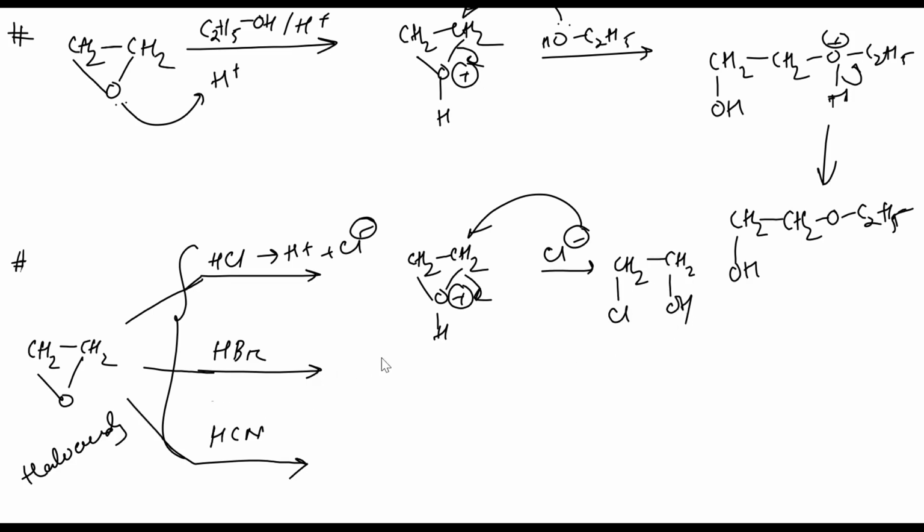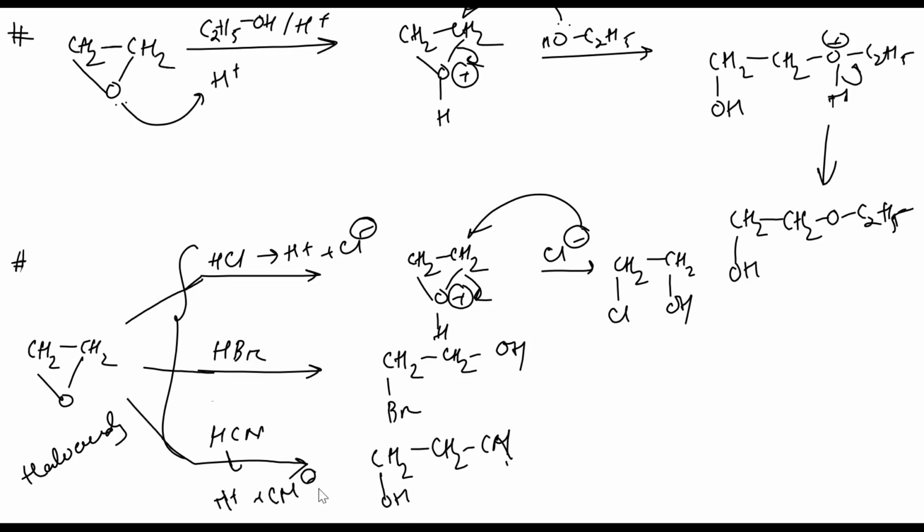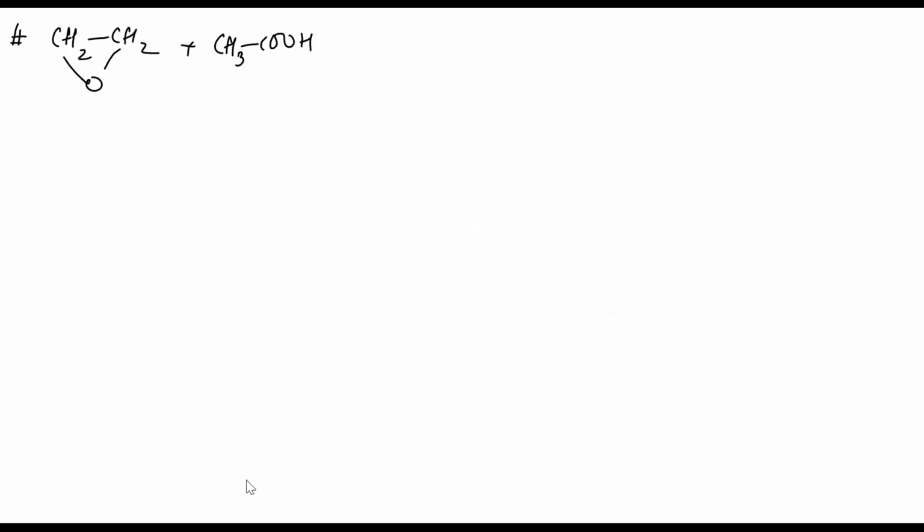Similarly for HCN, there will be formation of CH2OH single bond CH2CN. The HCN here will break to H plus and CN minus. The CN minus will act as nucleophile. Okay. So next we'll see the reaction of epoxide, this is known as ethylene oxide, with acetic acid. This acetic acid will break down to CH3COO minus plus H plus.